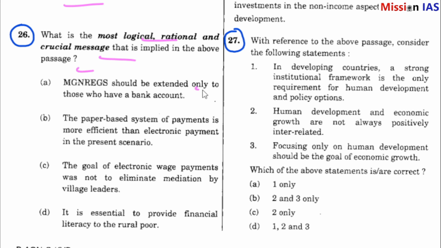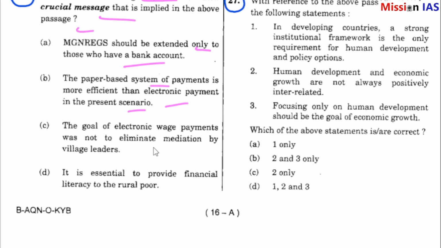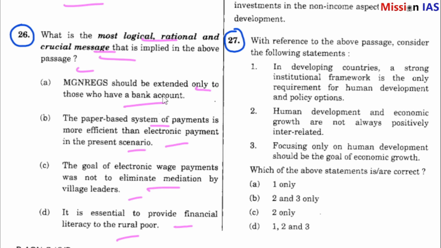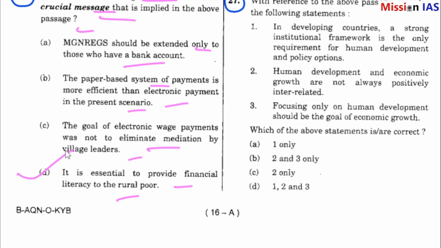MGNREGS should be extended only to those who have a bank account. The paper-based system of payment is more efficient than the electronic payment in the present scenario. The goal of electronic wage payments was not to eliminate mediation of village leaders. It is essential to provide financial literacy to the rural poor. So what is the logical rationale? Crucial message. This is a very important question. Answer is D. It is essential to provide financial literacy to the rural poor.